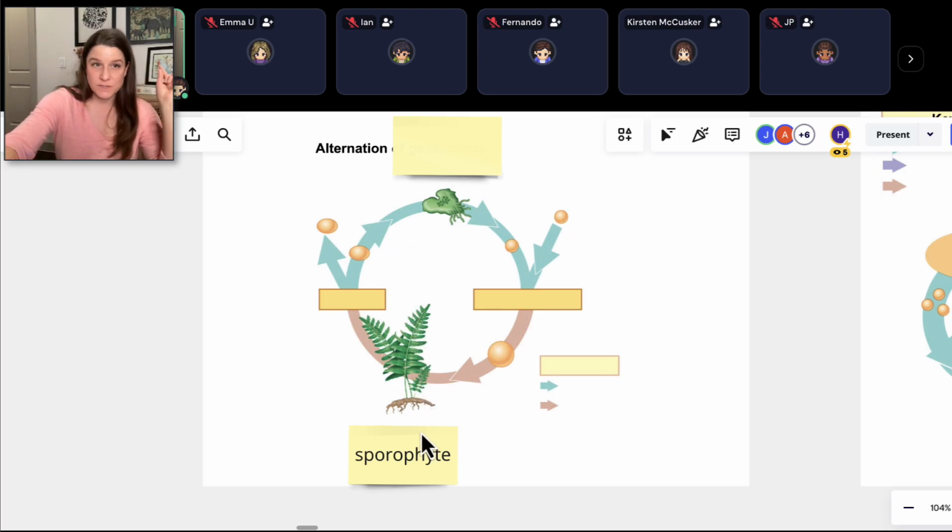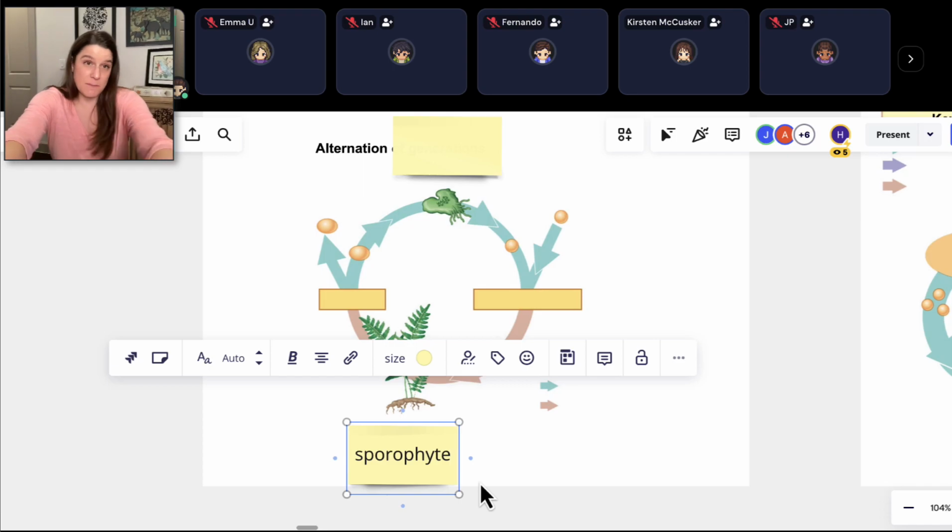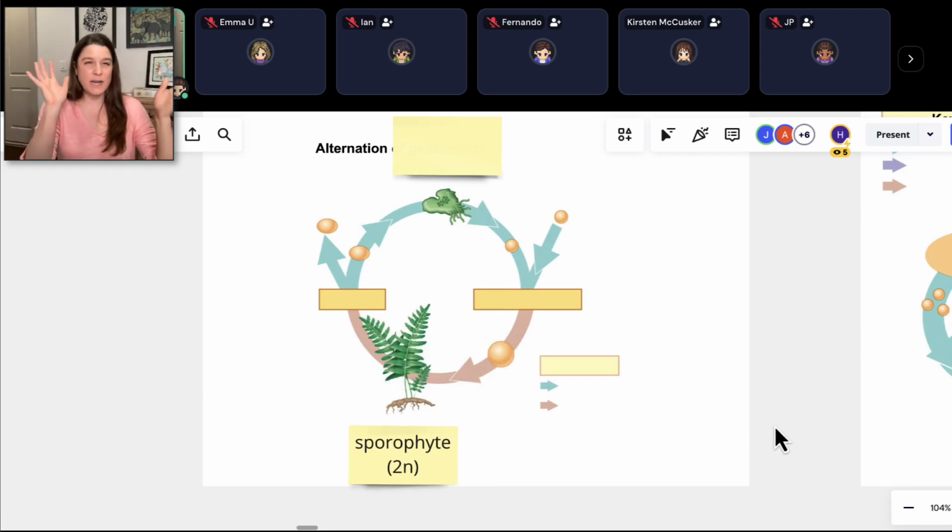I have memorized what sporophytes are. That's what I memorized first. And then they're diploid. So sporophytes are diploid, which kind of makes sense, because you don't have to be diploid. There's no reason.